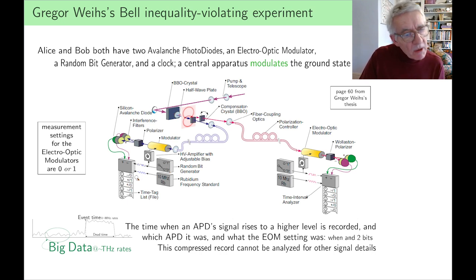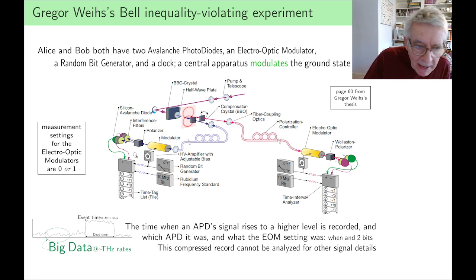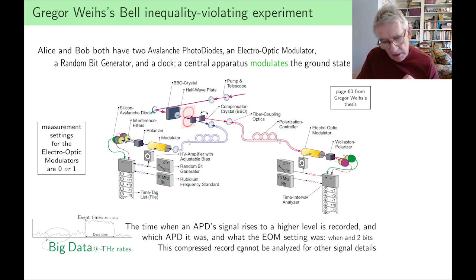And then Gregor is also wonderfully clear about what he is going to record. He records the time at which the signal out of an avalanche photodiode changes, together with which of the avalanche photodiodes the event happened on, and what the setting for the modulator was at the time. So he doesn't record the signal out of the APD every picosecond. He only records the event time, together with the APD number, and what the electro-optic modulator setting was. And so this compressed record can't be analyzed for other signal details that we might perhaps be interested in.